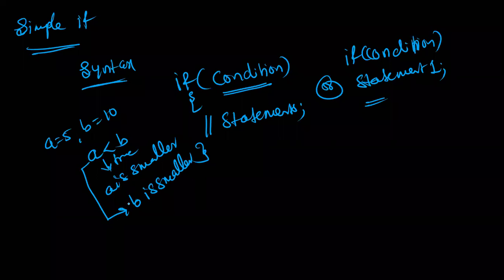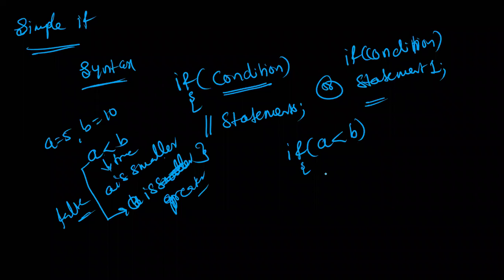I will give this statement: A is greater. If it is true, A is smaller. If it is false, A is greater. Now how will you write it in an if statement? For example, if A smaller B. Here, if you want only one statement, you can open the bracket and write System dot.